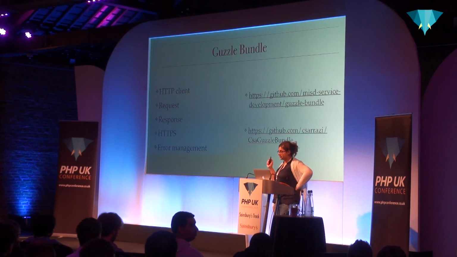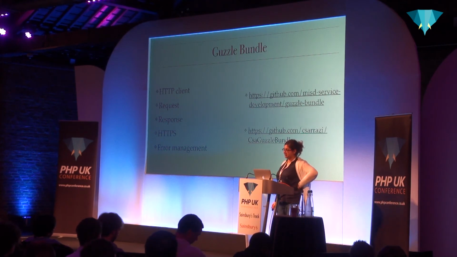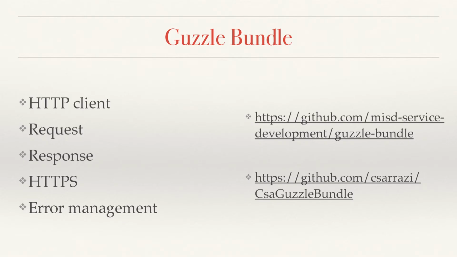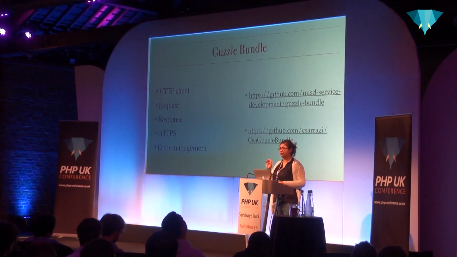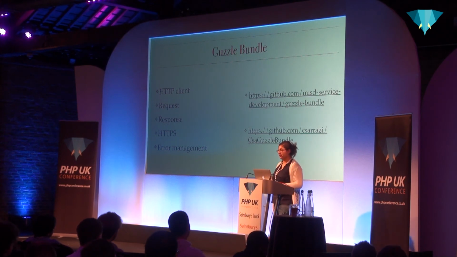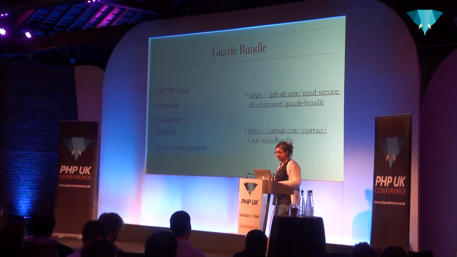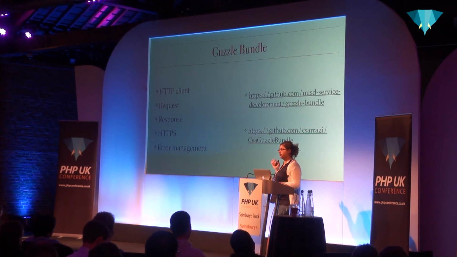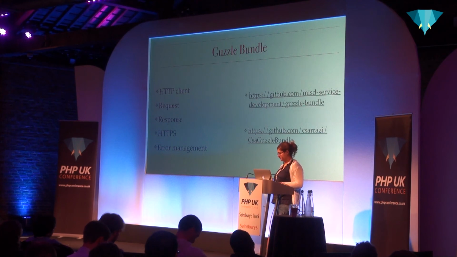Most of the time, I use the MIST Service Development Guzzle Bundle, and it actually offers you some services to build endpoints. You just call it, and you could call request or post or put and so on. So it provides you an HTTP client. You could do request and response. It handles HTTPS, of course, and there is error management.